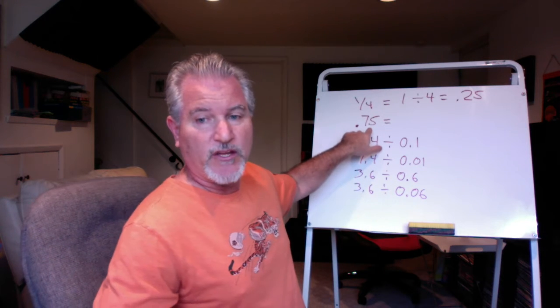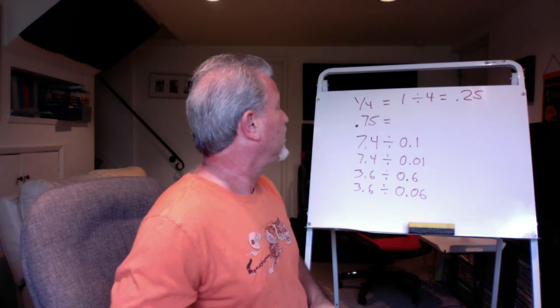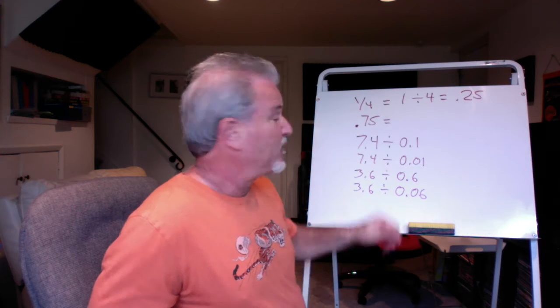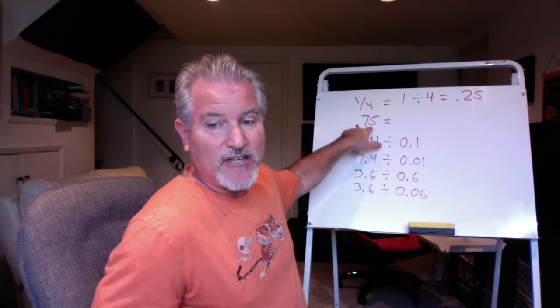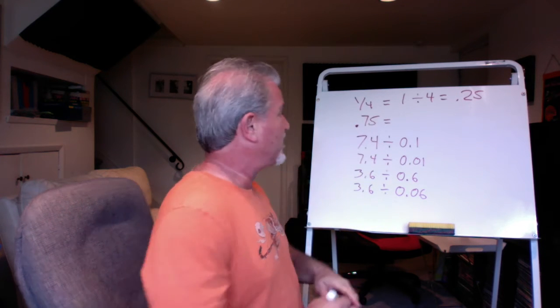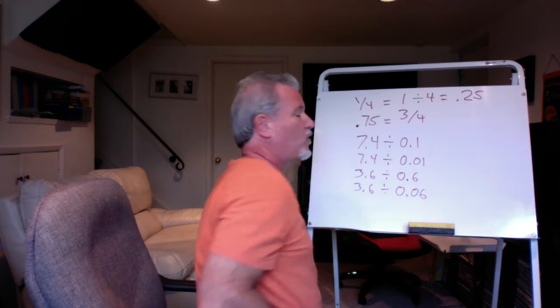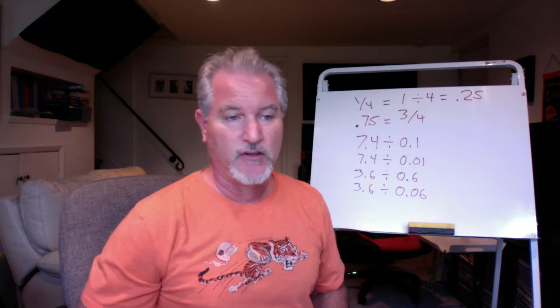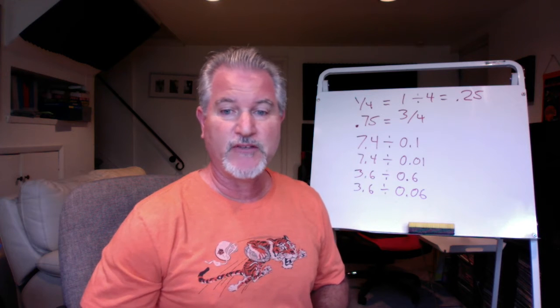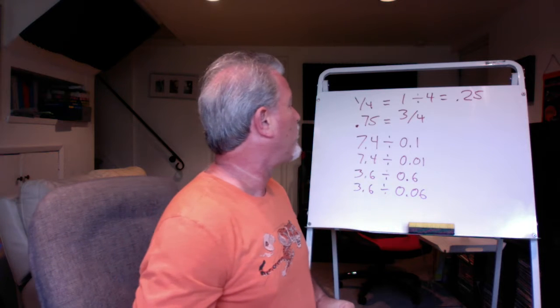Now when you're going the other way, from a decimal to a fraction, 0.75. If you think of that as 75 cents, how many quarters is 75 cents? It would be 3/4. 0.5 or 50 cents would be 1/2, and so forth.